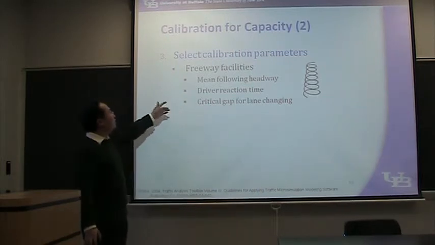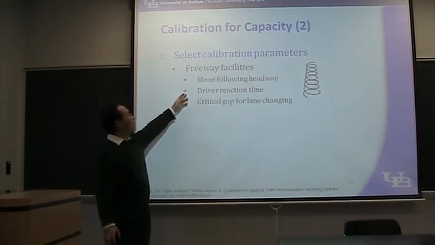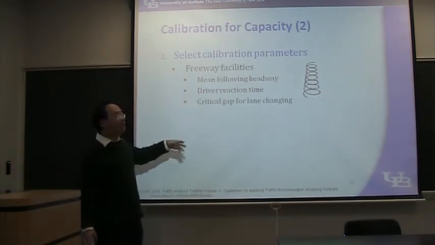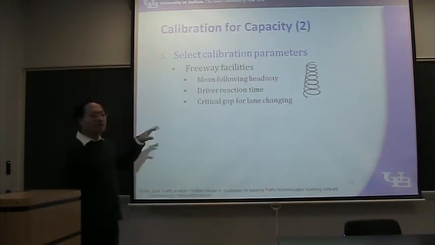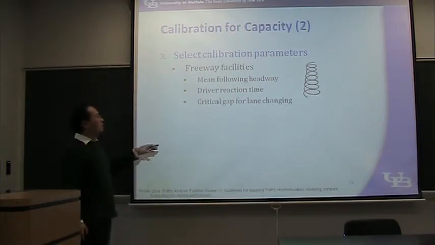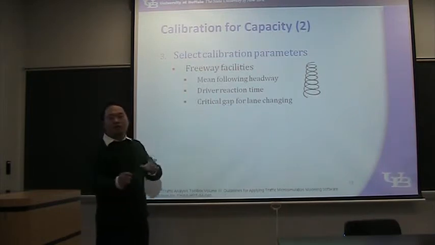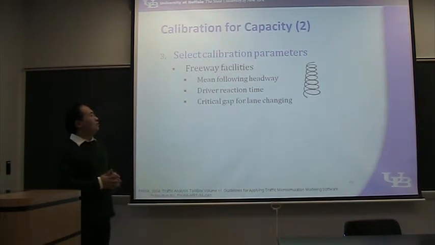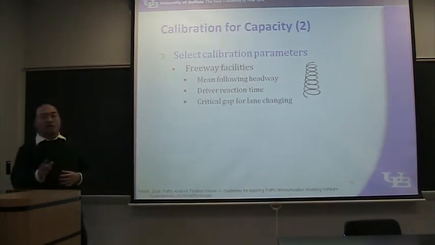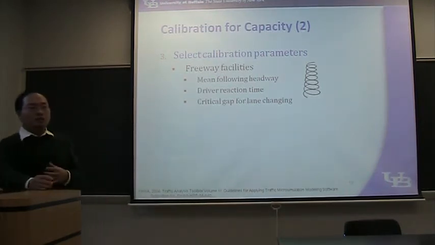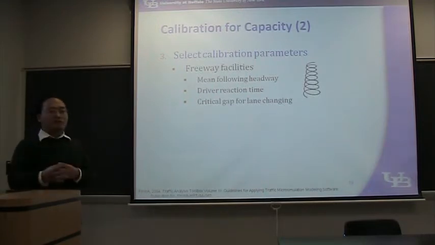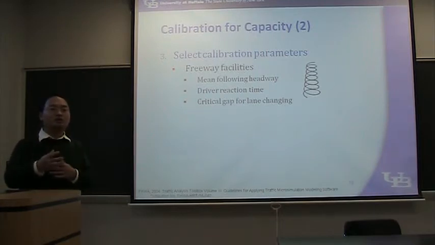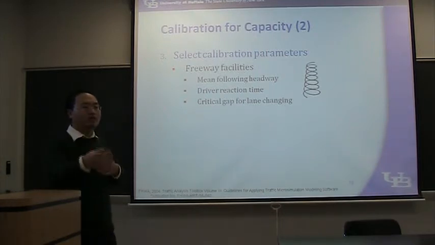For free-flow facilities, we have more than three parameters to change. But here I only listed three as examples. To get a full list, you have to check your software manual. Okay. So the first parameter we can change is called mean following headway. That is the desired headway between the vehicles traveling. So it is equal to how much distance you want to keep between you and the vehicle ahead of you.